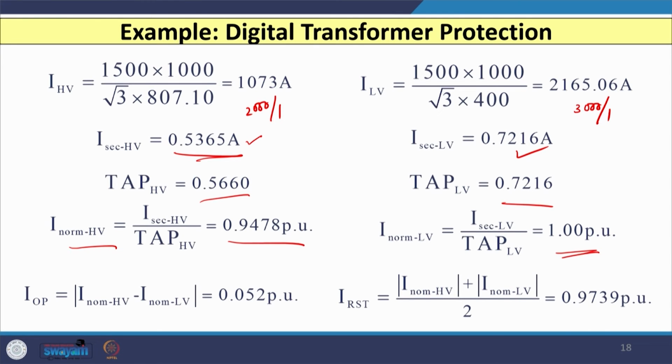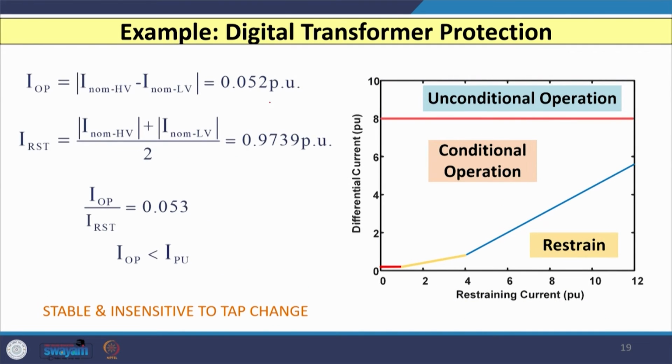As both are not 1, the operating current is not 0, but you will have some significant value. The same way the restraining current is also there, but still you can see these two values, 0.05 and 0.97. So, again your operating point will be coming somewhere here below this characteristic and the relay remains stable. So, whatever settings we have done, those are accurate for these two cases.